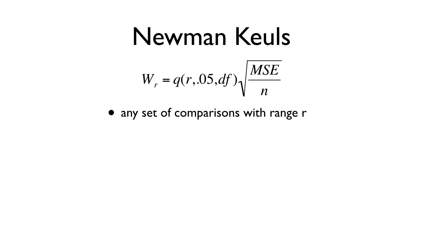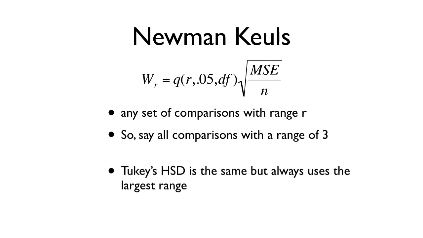The most conservative test, except that like if you do a Bonferroni, you're doing 10 comparisons. But the most conservative test, I'm not going to tell you about it, it's called a Scheffé test, because no one does it. The least conservative does all comparisons with a range of 3. So anything 3 or bigger is different.